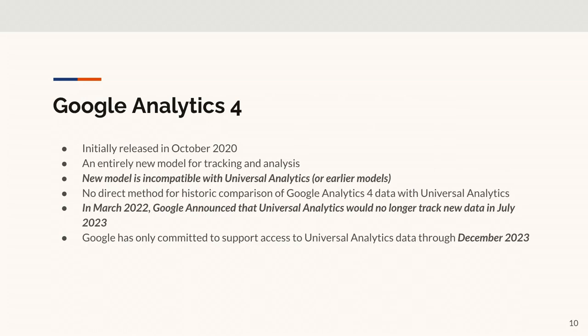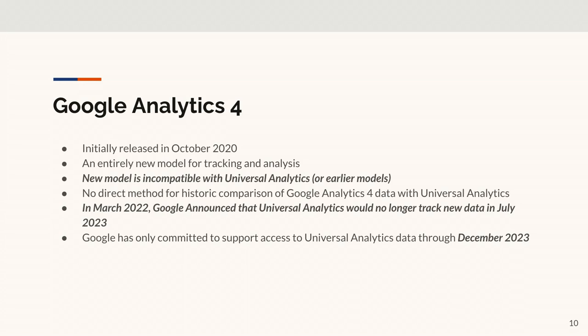Google Analytics 4, going to be a bit of a different story. So initially released in October 2020, to the point where we were talking just at the beginning, a lot of folks said, hey, Google, this is not ready for prime time. It doesn't do a lot of the stuff that we expect to be able to do with Universal Analytics. So that's all great. It has an entirely new model for tracking and analysis, but the new model is incompatible with Universal Analytics or earlier models.